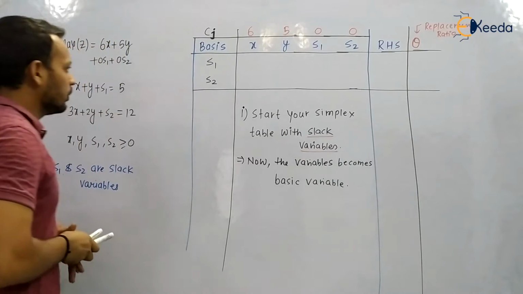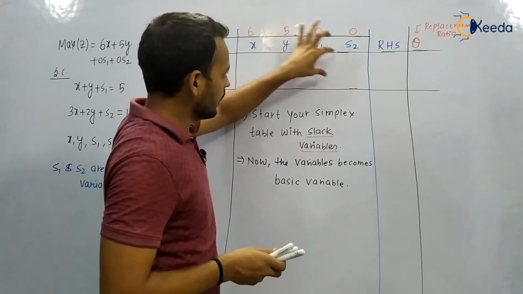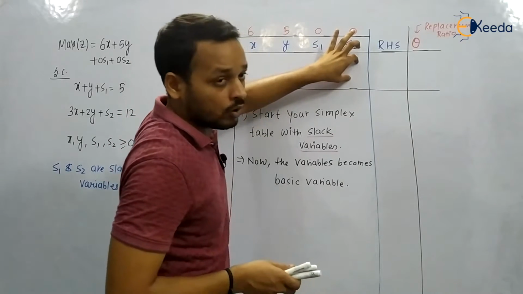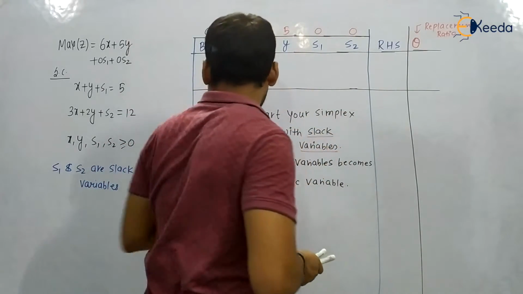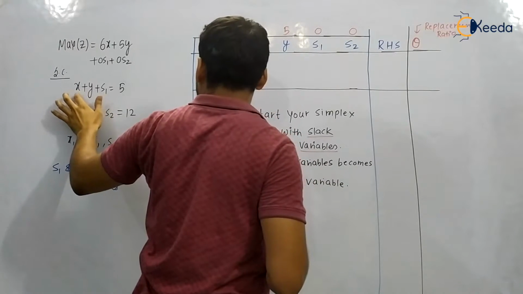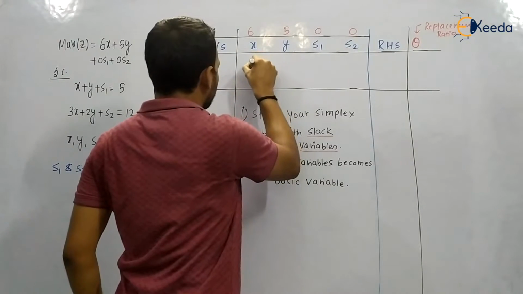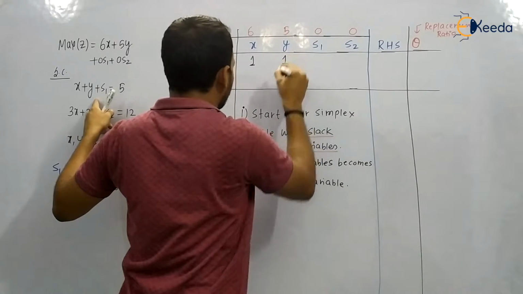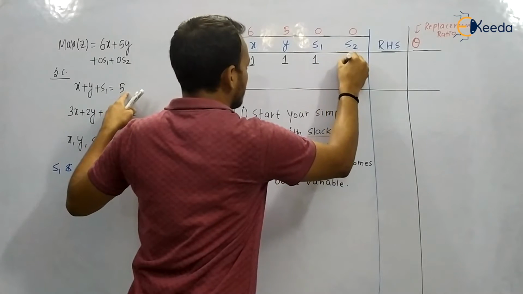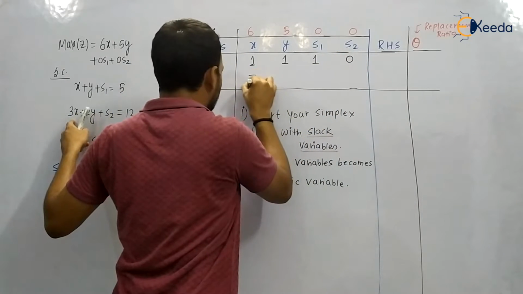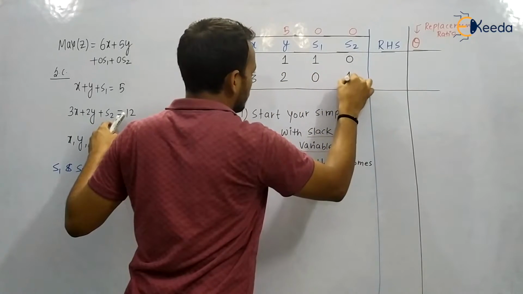Now you have to write the coefficients of x, y, s1 and s2 in this row, from the constraints. In the first constraint, the coefficient of x is 1, so you write 1. The coefficient of y is 1, so write 1. The coefficient of s1 is 1 and the coefficient of s2 is 0. In the second constraint, the coefficient of x is 3, the coefficient of y is 2, the coefficient of s1 is 0 and the coefficient of s2 is 1.